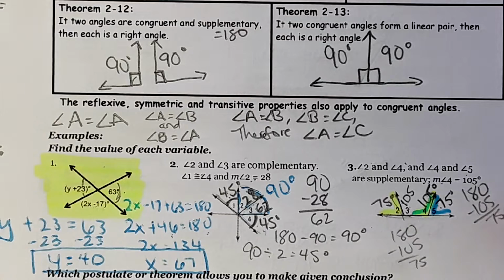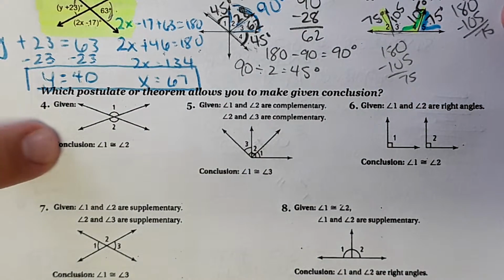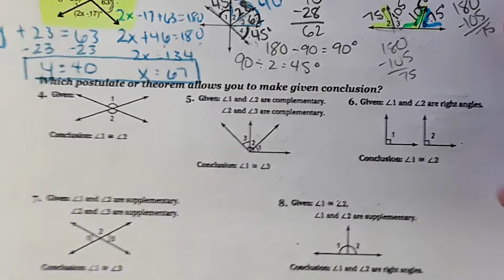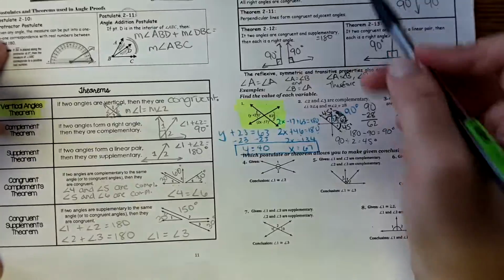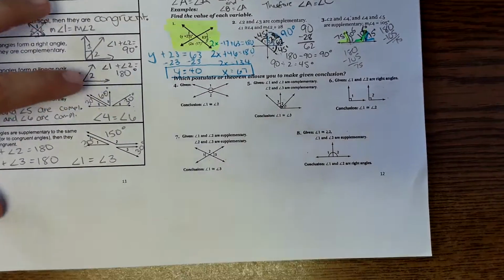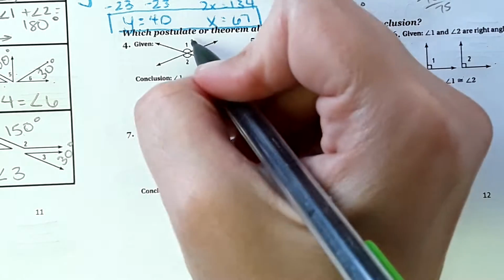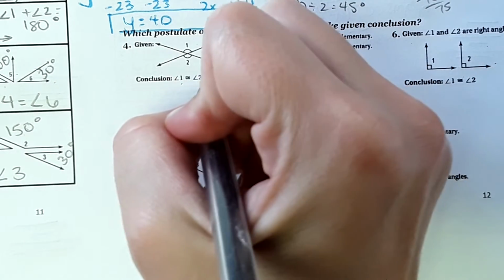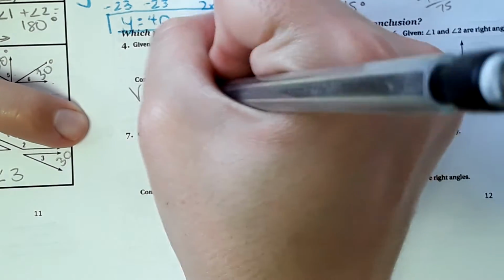Okay, next. We already did these, so we're good with that. Now we're going to look at different situations and decide which theorem or postulate, based on the ones that we went over on the other page and up here, apply to these situations. So first off, we have two intersecting lines. It's saying that angle 1 is congruent to angle 2. Remember, that is the most popular one, the vertical angle theorem.